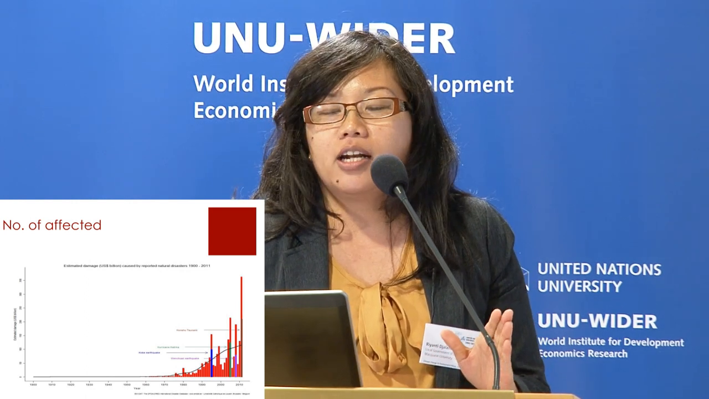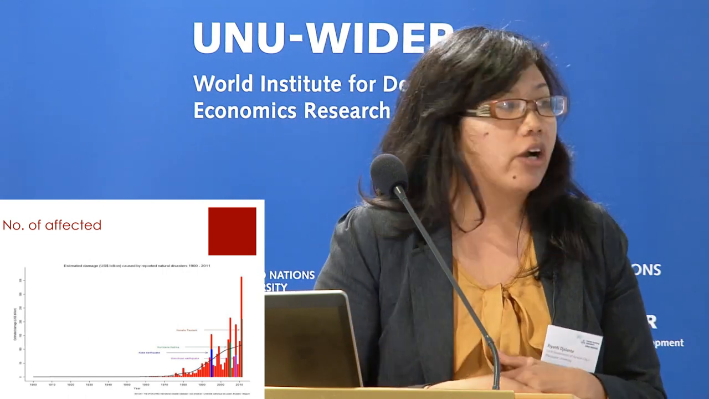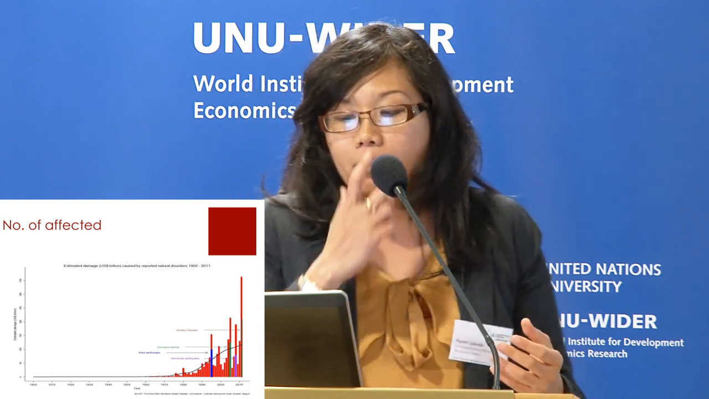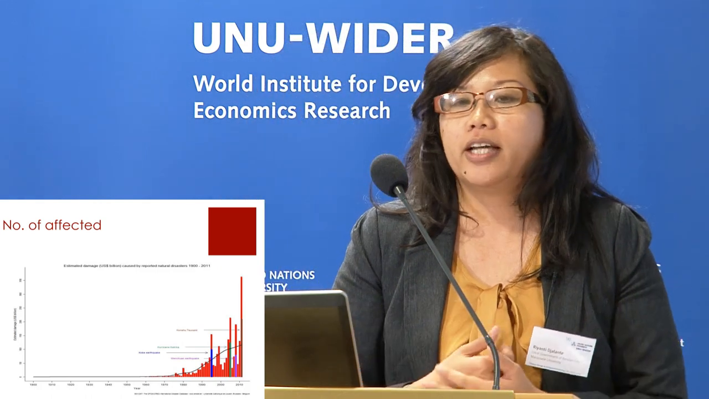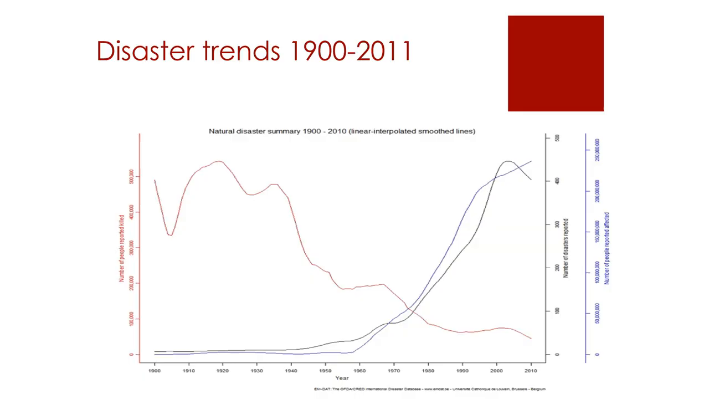It started in the 1970s, and we can clearly see the correlation or relationship here between increasing population and increasing urbanization from this graph. So putting all these graphs together, as you can see here, the red line shows that despite the number of deaths decreasing, the number of people affected increases along with the number of disasters.